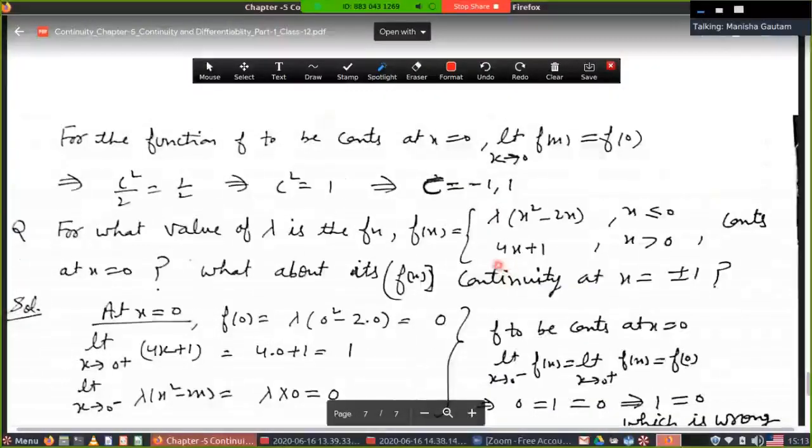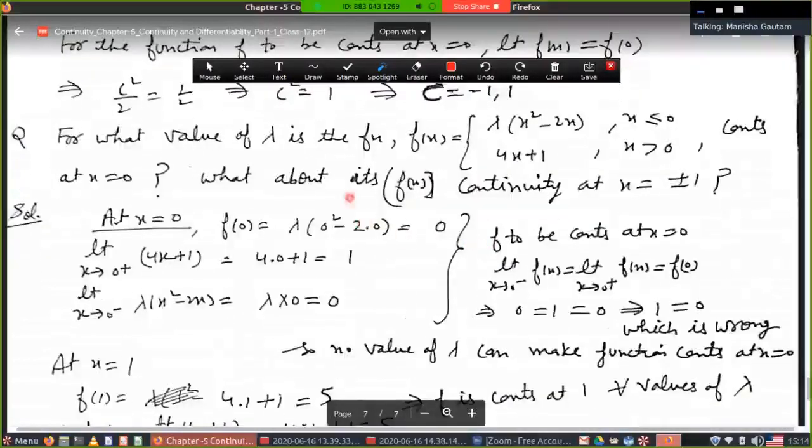For what value of lambda is a function f(x) continuous? Lambda into x square minus 2x when x is less than or equal to 0. Greater than 0, you have to take 4x plus 1 as y. Now, at x equal to 0, what is the value of the function? Calculate.